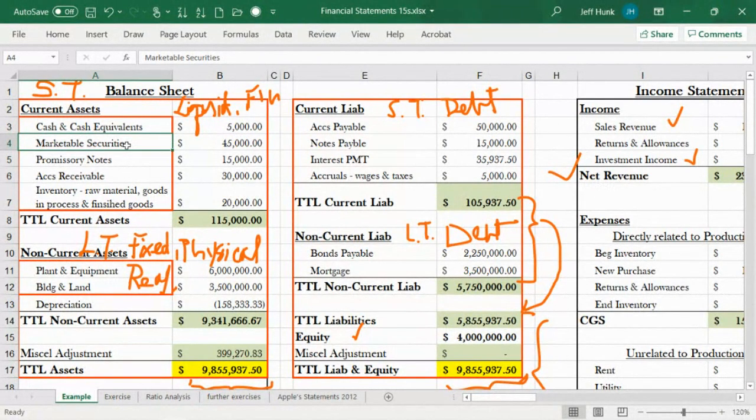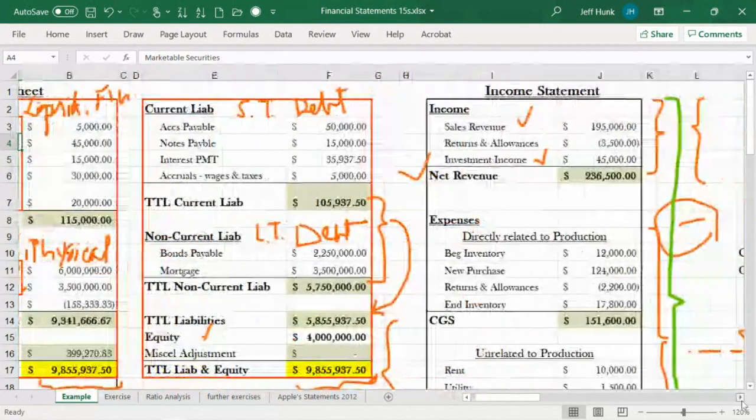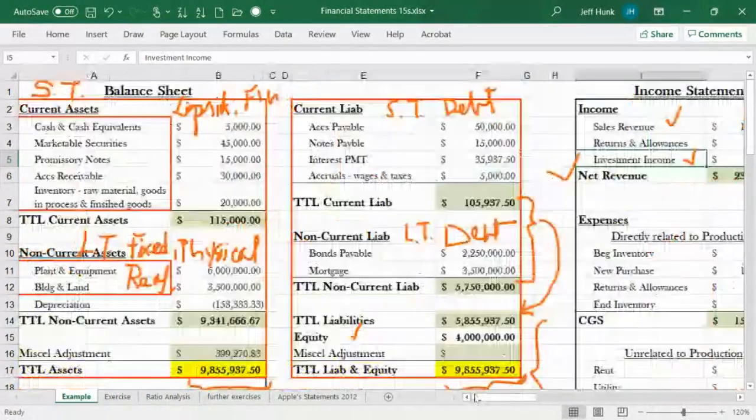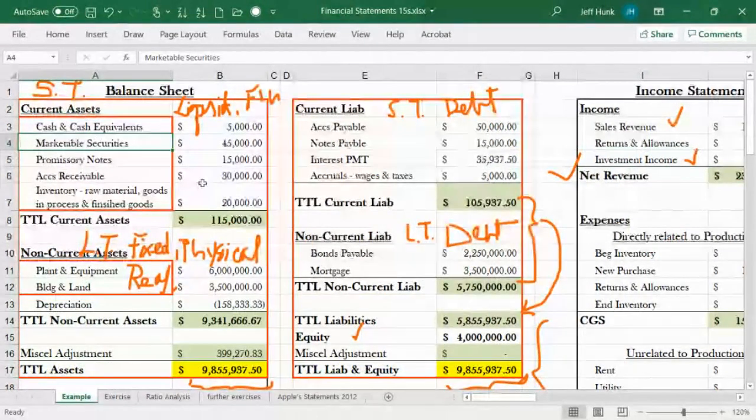Then marketable securities. Marketable securities means stocks and bonds, but of other companies, not your own company. In other words, these marketable securities are the sources of your investment income. You're holding stocks and bonds of other companies. It could be treasury securities. They are quite liquid, because you can easily sell them and turn them into cash.